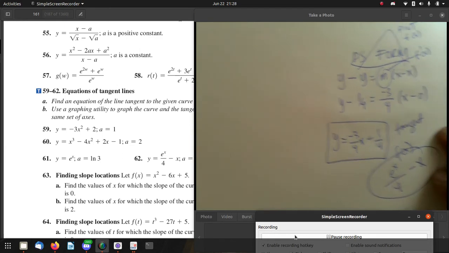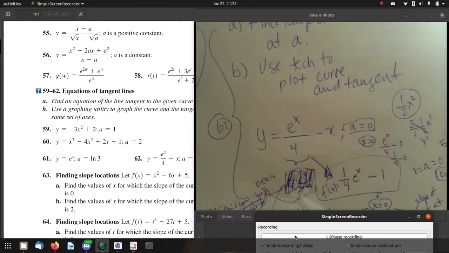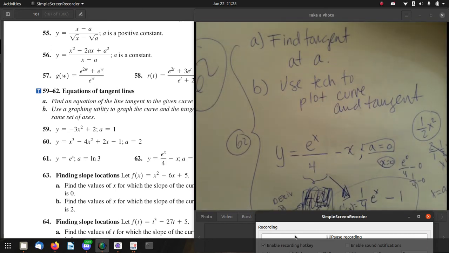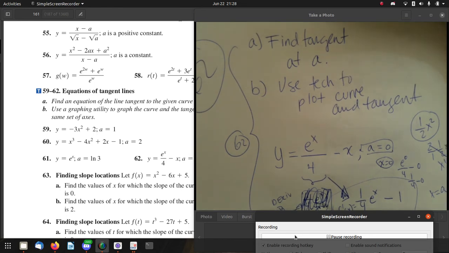Once we have both of these equations, we can now go use technology. You can take a screenshot and throw it into your document with Word. You can use GNU plot, you can use Wolfram Alpha, whatever you want to do. Just give me a screenshot of that and you'll be good to go. Whatever graphing tool suits your preferences.